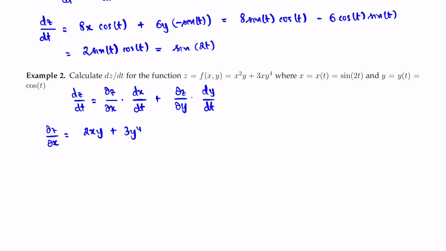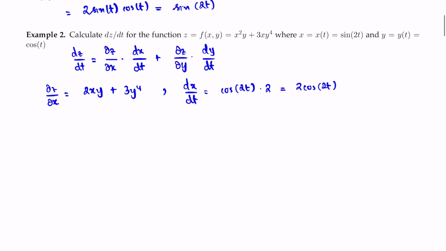So I'm going to skip a lot of steps here, and hopefully at this point you are comfortable with taking the partial derivative of a function with respect to x or to y. Now for dx/dt, you're going to get cosine of 2t times 2, or just 2 times cosine of 2t. And for partial z partial y, this is going to be x squared plus 12x times y cubed. And for dy/dt, this is equal to negative sine of t. Now you have all the information that you need. Substitute this into the formula for dz/dt.